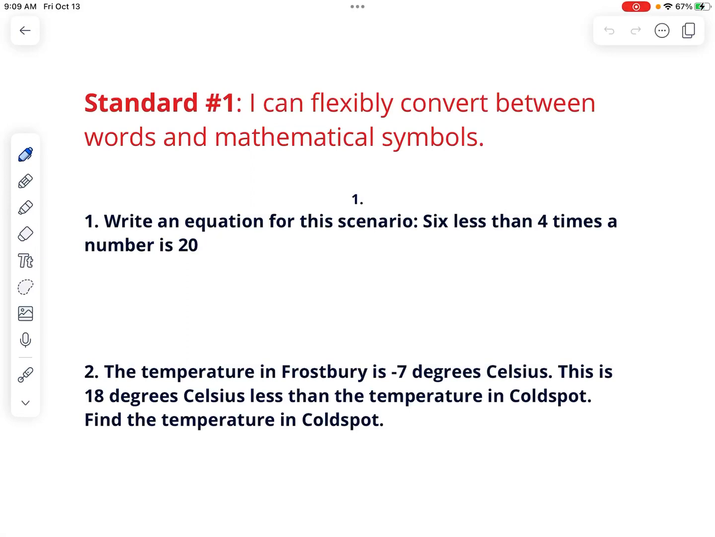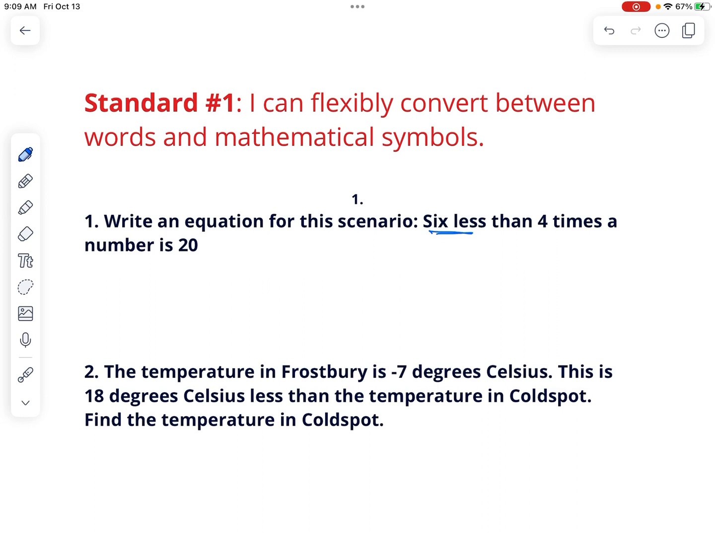So our goal here is to be able to flexibly convert between words and mathematical symbols. So given a context, we can write an equation that represents that. So write an equation for the scenario: 6 less than 4 times a number.